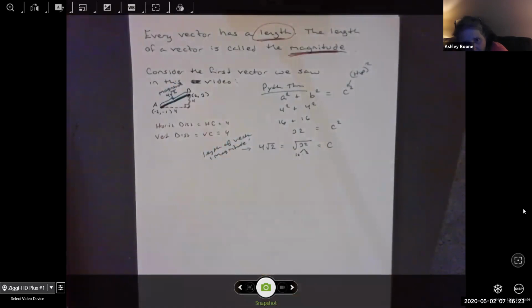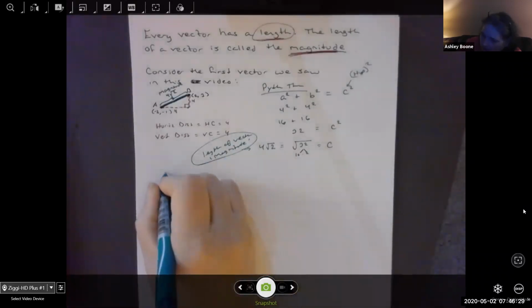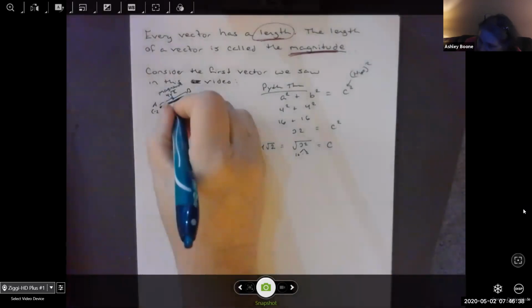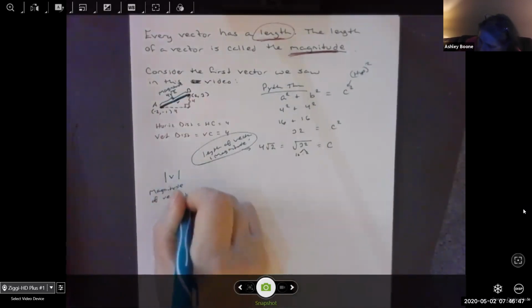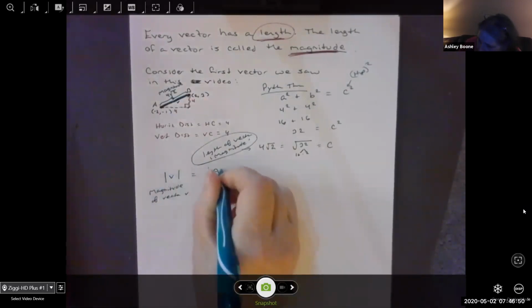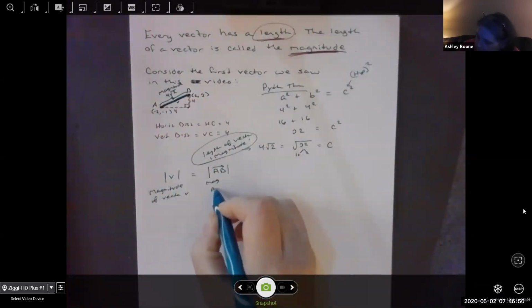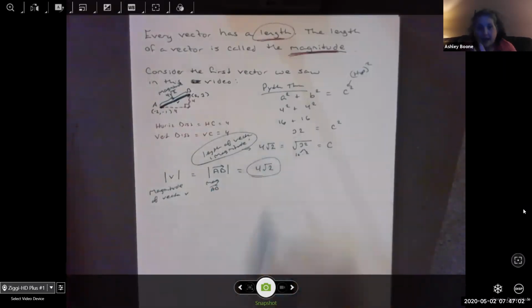We have certain notation to use for it. When we talk about the magnitude of a vector, it looks like an absolute value bar. We put the vector name, whether it's V or, in this case, I think I did name this one V. So the magnitude of vector V, or the magnitude of vector AB, is equal to 4 square root of 2. That's my exact length of the vector. I want it exact when at all possible.